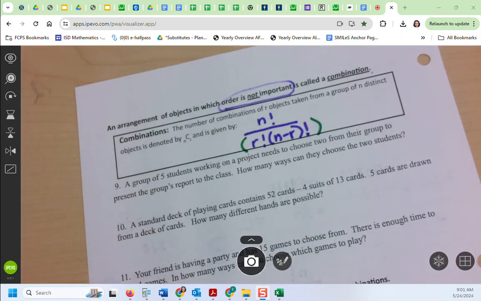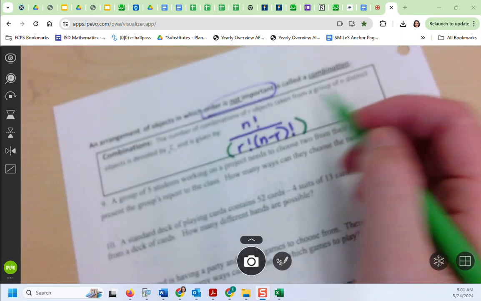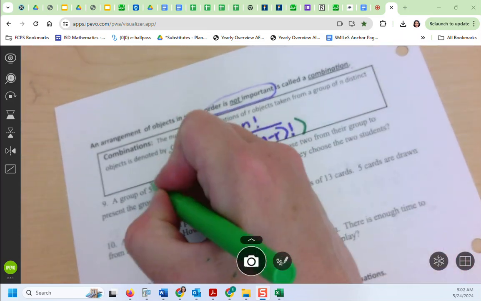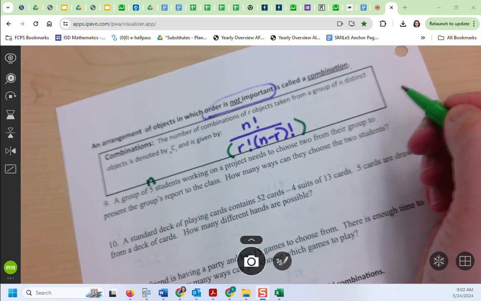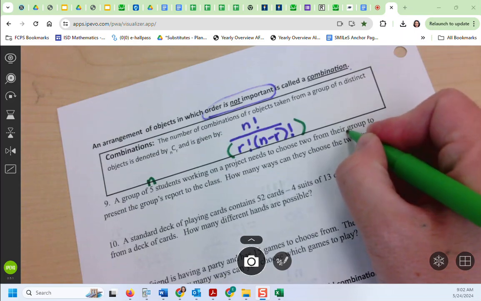So a group of 5 students working on a project needs to choose 2 from their group to present the group's report to class. How many ways can they choose the 2? It doesn't matter who they pick first, okay? If they pick Addie and Yumna, it doesn't matter if they say Addie and Yumna or Yumna and Addie. Those are still the 2 people presenting the project, okay? So we're going to use this formula. How many are we choosing from? We're choosing from 5, and we're choosing how many? 2, so that's your r.